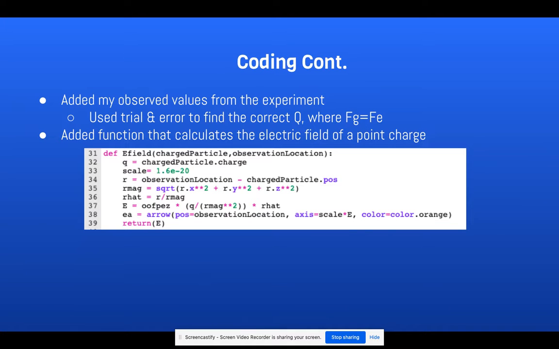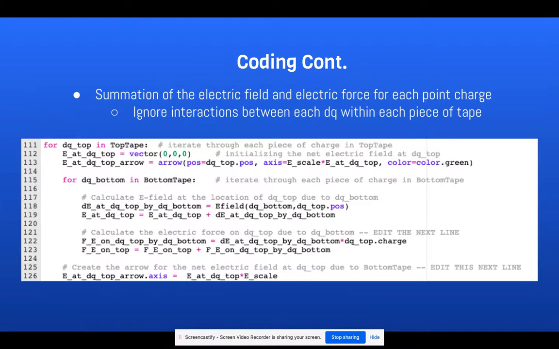The changes that I made to my code were adding my own data, such as tape mass, position of the tapes, etc. An interesting problem with Q: the point charge Q does not work in this code. The electric force and gravitational force weren't equal in magnitude. This makes sense since each piece of the tape only has a fraction of the total charge. With trial and error, I was able to find Q. I also added my electric field function from Lab 0 that calculates the electric field of a point charge.